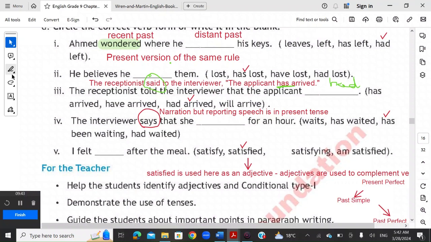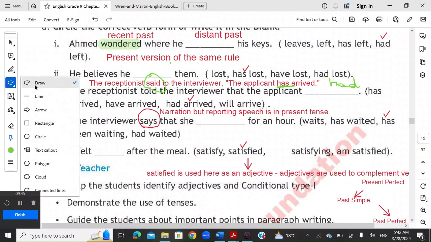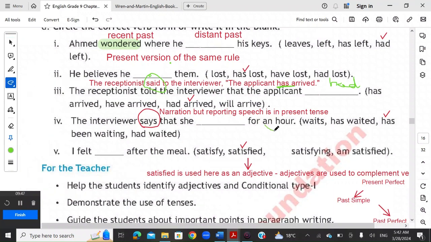Why? Because you all know the time has been mentioned here, which reflects the tense is present perfect continuous, and in present perfect continuous tense, we use the helping verb has been, and the main verb comes in ing form. Okay, look at the last sentence.